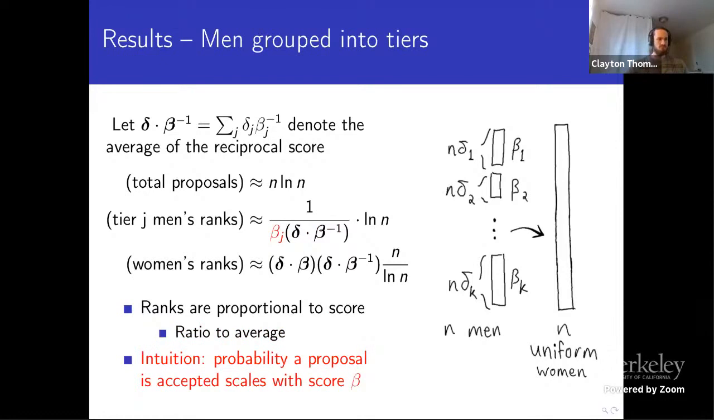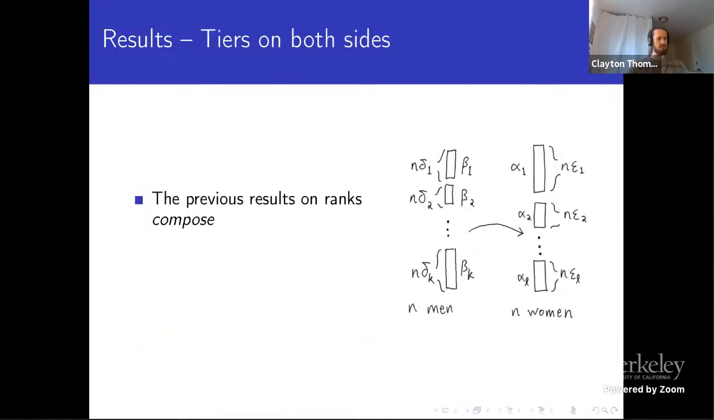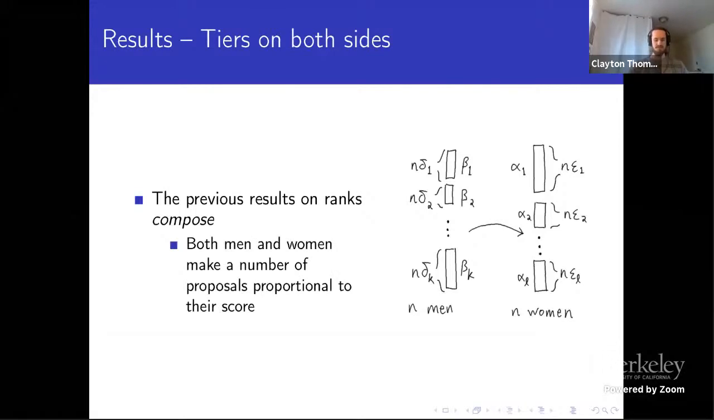Proving that these men's ranks is inversely proportional to their score ends up being the technical crux of our paper. Just for some very brief intuition, the reason it comes out of the model is that increasing your score directly corresponds to increasing the probability that your proposals are accepted, and thus inversely corresponds to the number of proposals you need to make throughout the matching market. It turns out that when you put agents on both sides, these results still work together, and both men and women make a number of proposals which is proportional to their score.